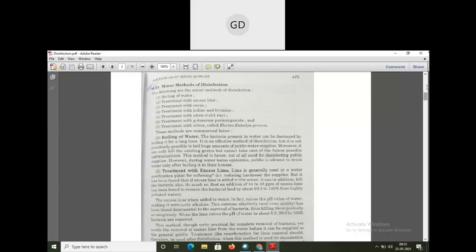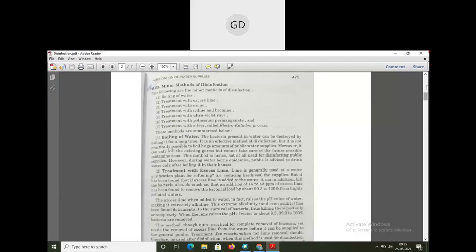Okay, it cannot exactly say that in the future no harmful bacteria will develop again. It can only kill the existing bacteria that are present in the water, and therefore this method is not at all used for disinfecting public supplies.